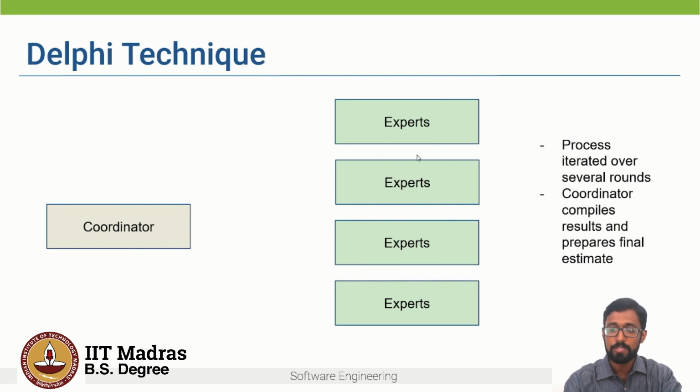So as we saw, no discussion between the experts is allowed during the entire estimation process, because some experts or some people can get influenced by an experienced or a senior estimator. And after several rounds of iterations, the coordinator takes responsibility of compiling all the results and prepares the final estimate.